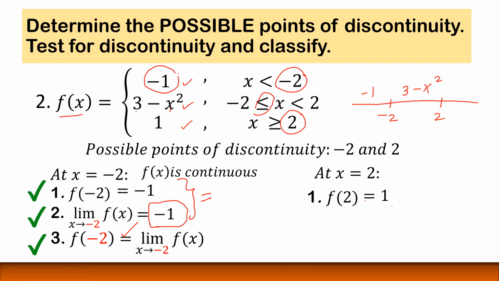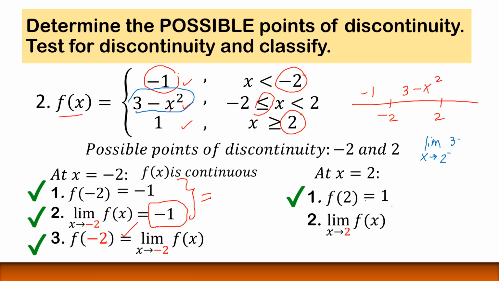Okay? Now for the limit, dito na tayo sa limit of f of x as x approaches 2. The limit from the left, you can verify that it will be equal to, using this function, the limit of this as x approaches 2 will be 3 minus 4. That will be negative 1. So let's write it here to make it more detailed.